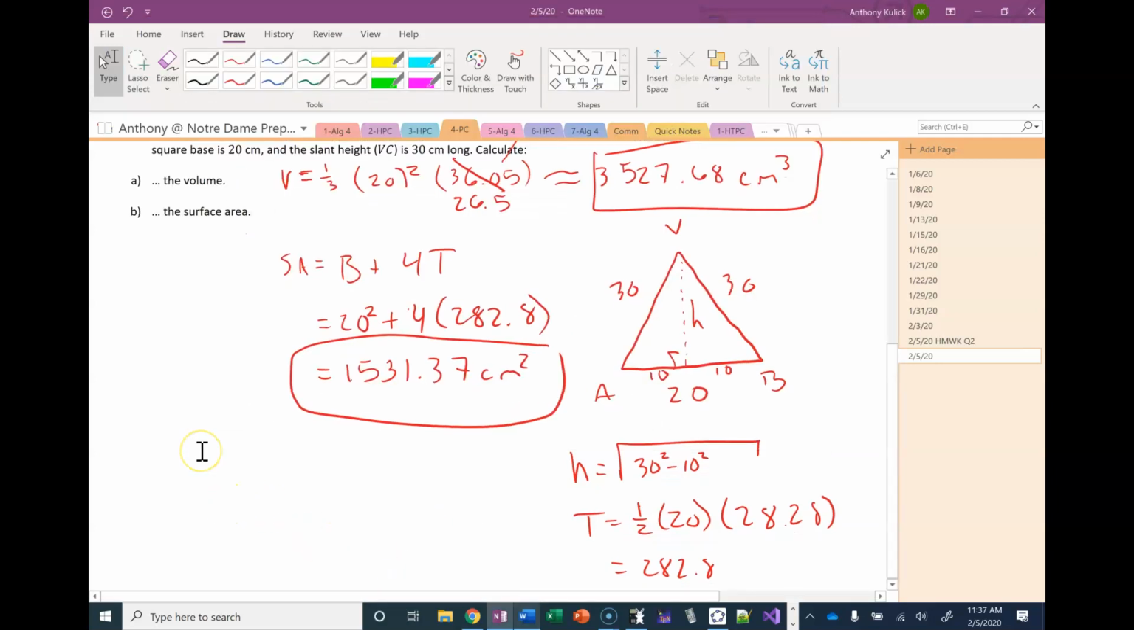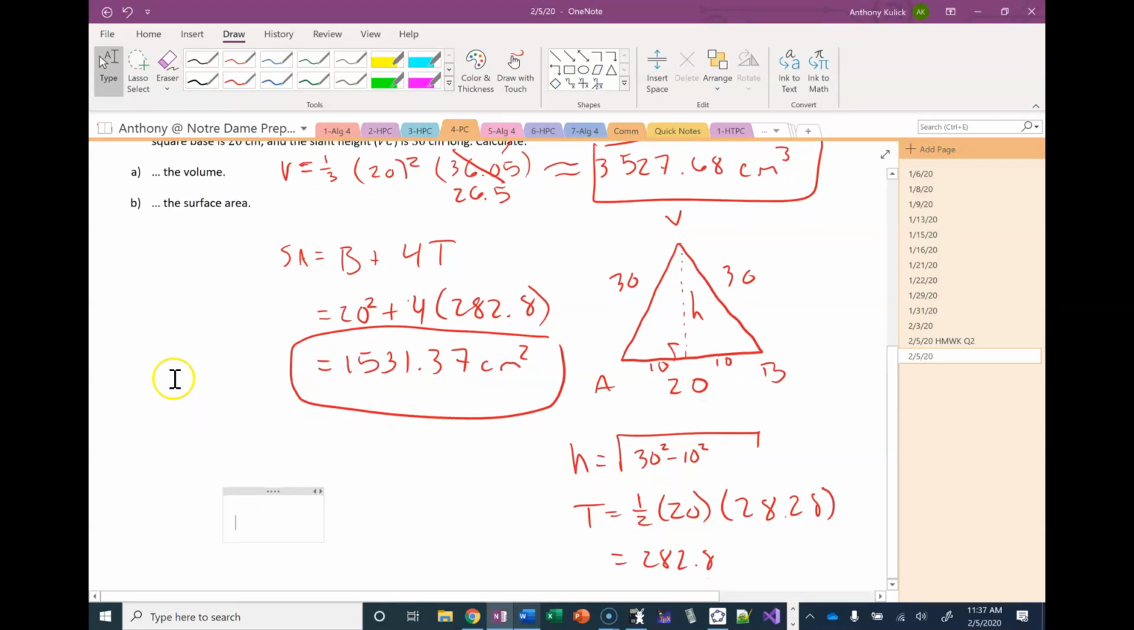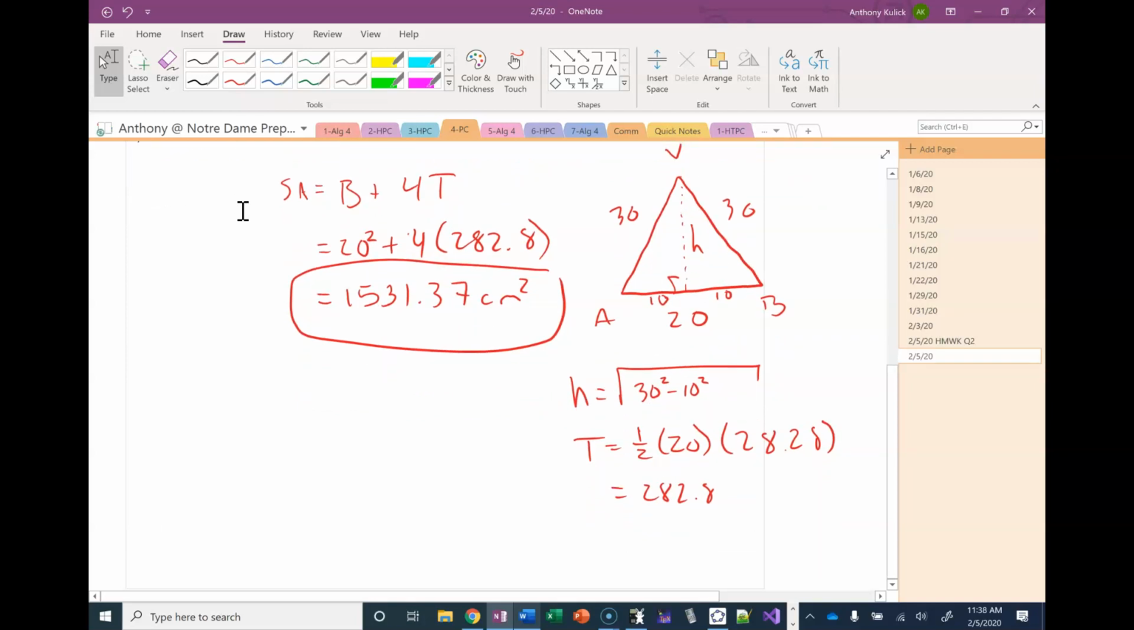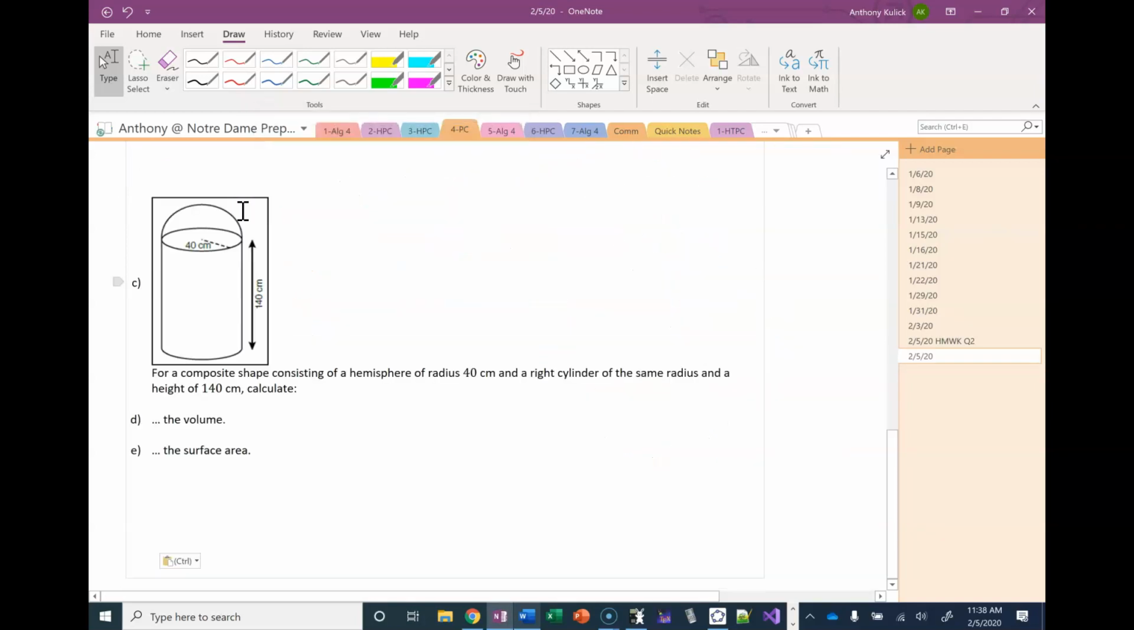I apologize in advance that the numbering doesn't hold up for us. Okay.